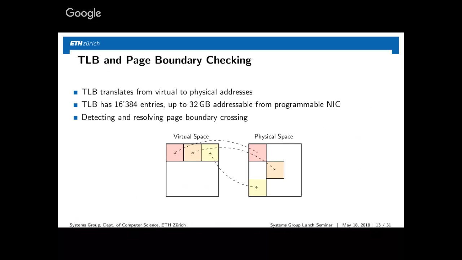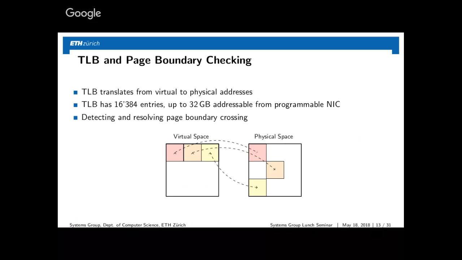Okay. Then for the TLB, as you've seen, we have virtual addresses in the RDMA packet, so we have to translate from virtual to physical addresses. We implemented a TLB with 16,000 entries, and we operate on huge pages, which are 2 megabytes each. This means the programmable NIC can address up to 32 gigabytes of host memory, and this can be configured. If we want to use more on-chip memory, we can even increase the number of entries in the TLB.